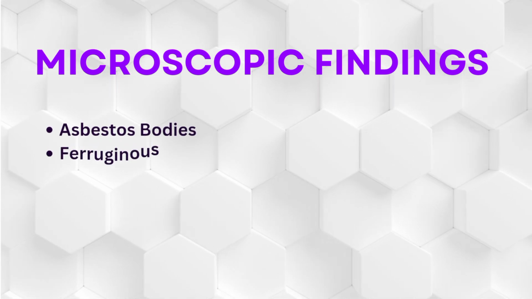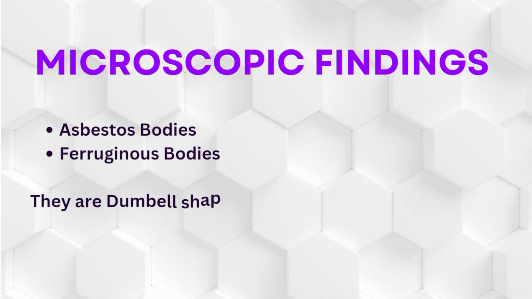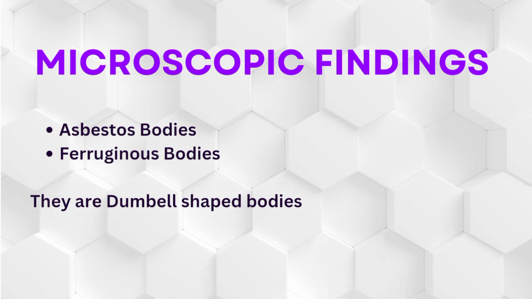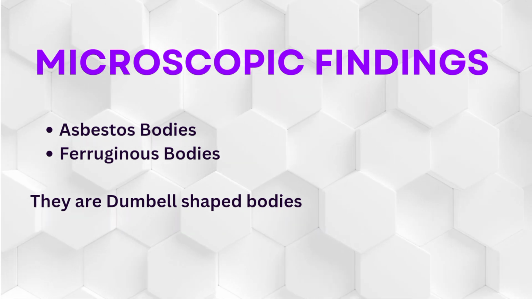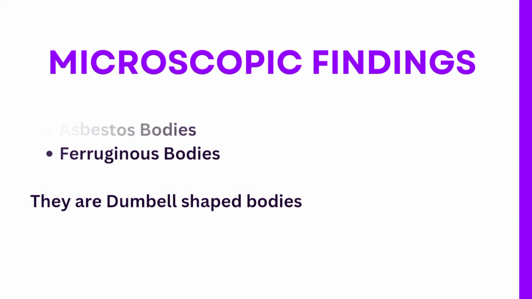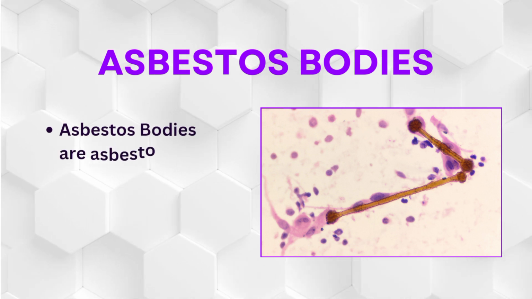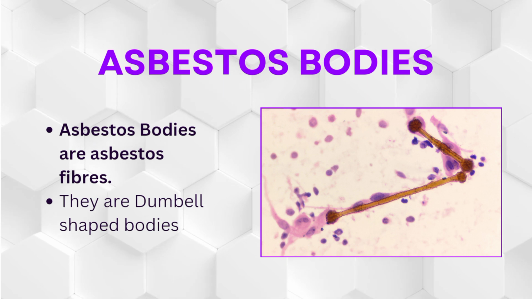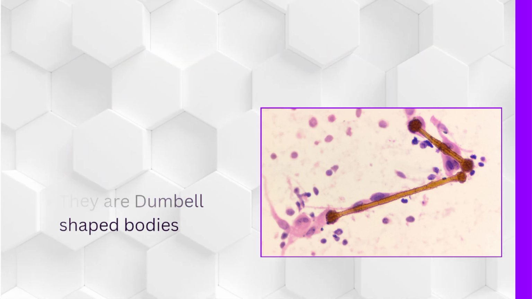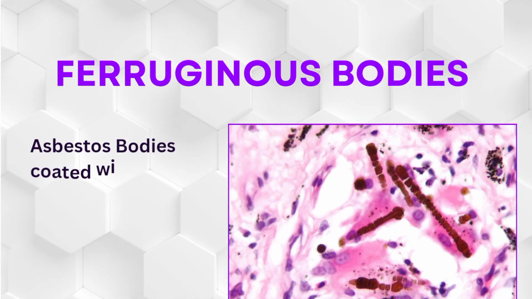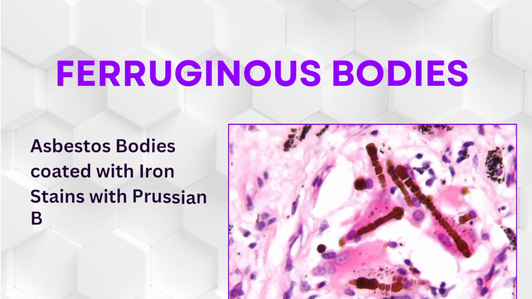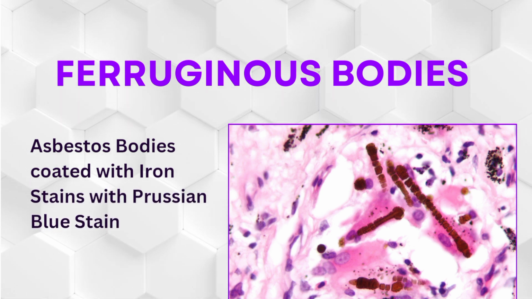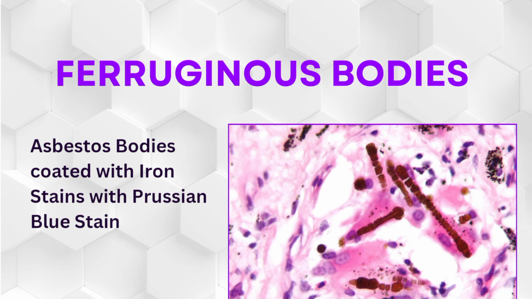Microscopic findings. Asbestos bodies. Ferruginous bodies. They appear as dumbbell shape under microscope. Asbestos bodies are composed of asbestos fibers, and can be seen in the image as shown. Ferruginous bodies are asbestos bodies coated with iron, thus Prussian blue positive, and can be seen in the image.